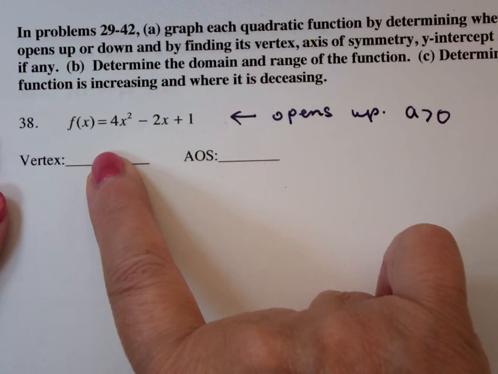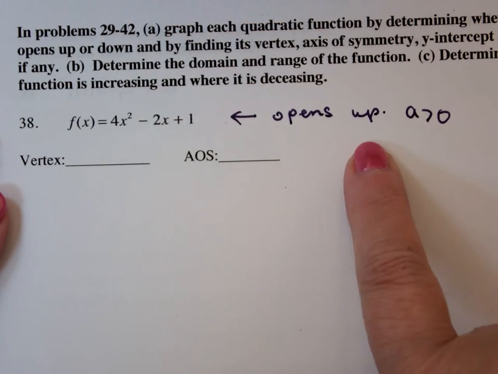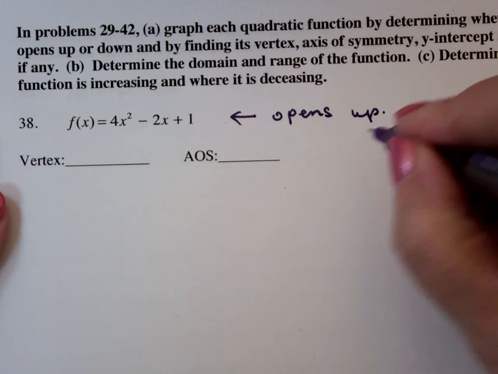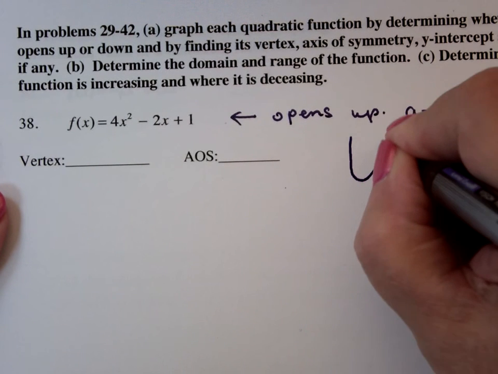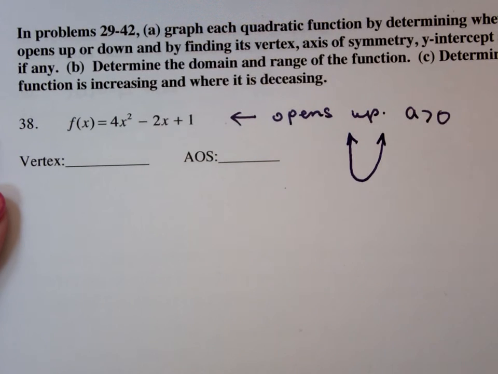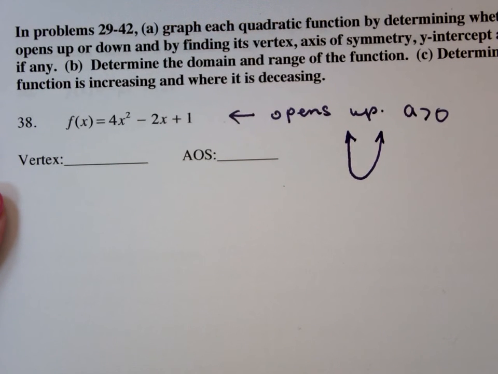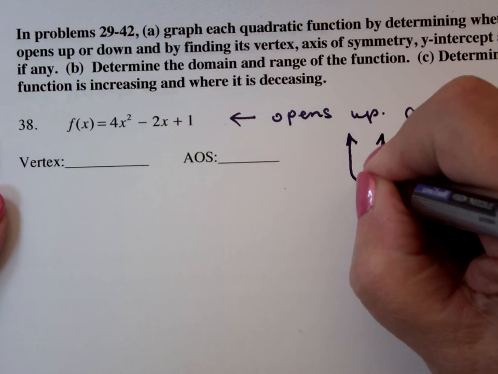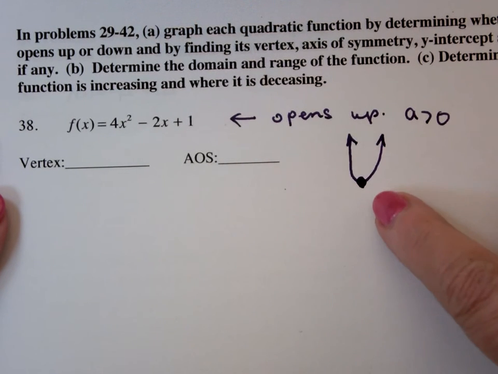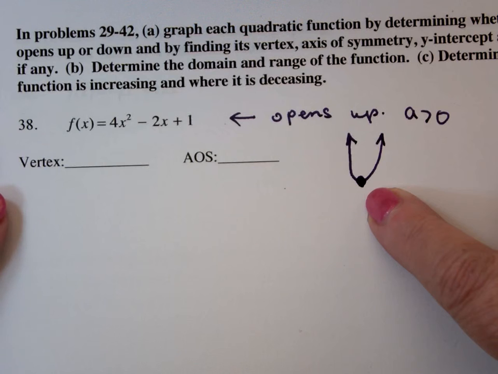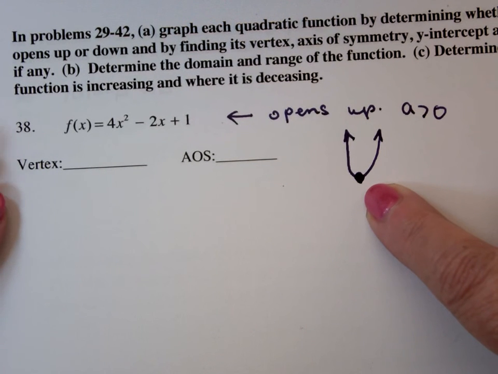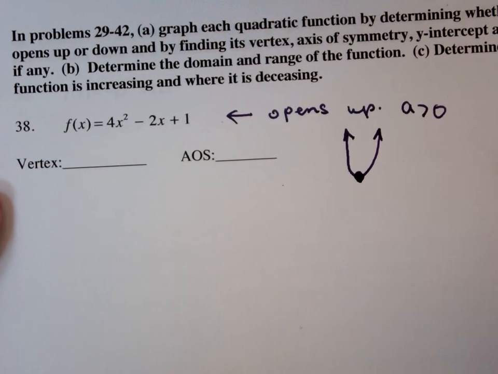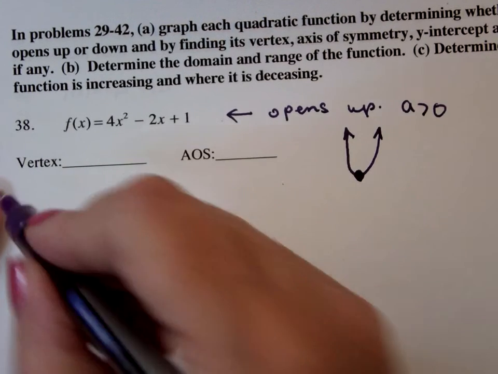So we notice 4 is positive, so it opens up. And that means the picture I'm looking at is something like this. That means it has the low point. There's your vertex. It's a minimum. And as we hit the application problems, that becomes important. And now we want to find the vertex.